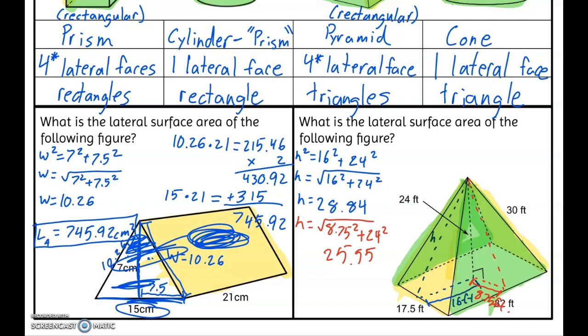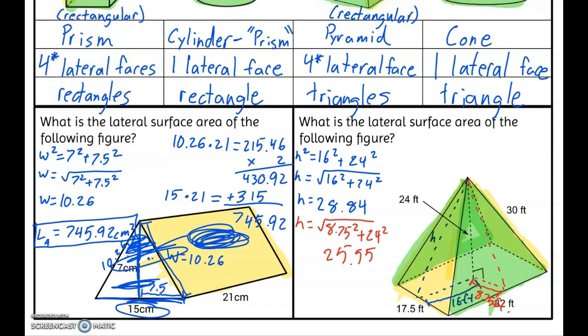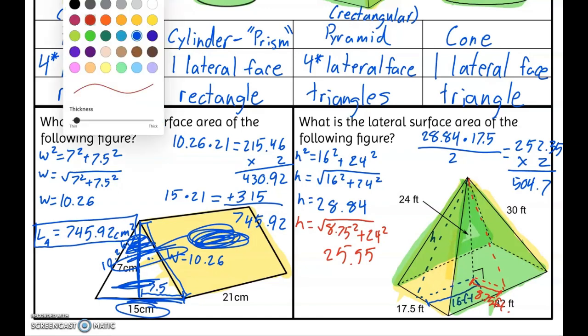So now all we have to do is we need to find the area of both of these triangles. So first things first, we're going to find the area of my yellow triangle. So we're going to do 28.84 times 17.5 because we have base times height, and we're going to divide that by 2. So this gives me 252.35. Then I need to multiply it by 2 because I have 2 of those faces. So I get 504.7.